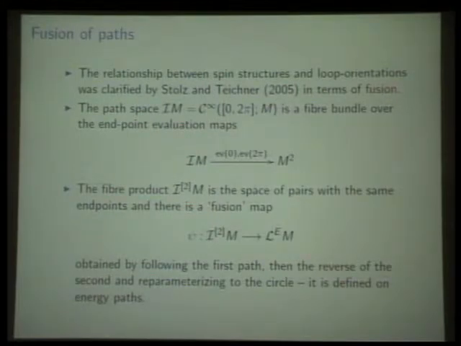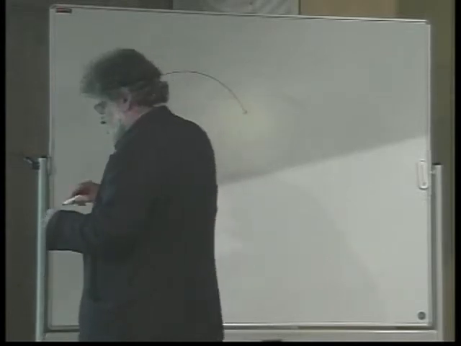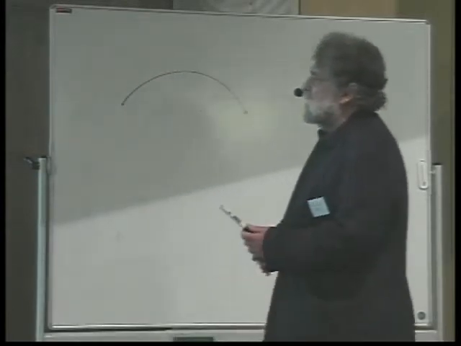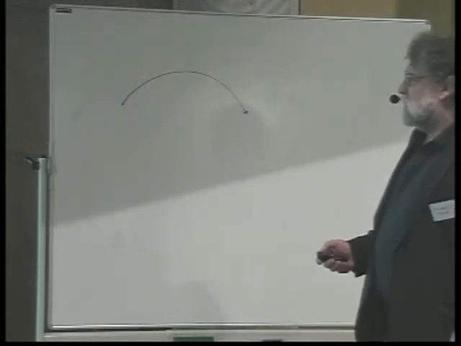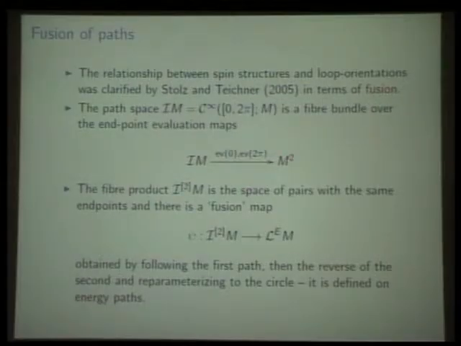The second notion I wanted to introduce was an idea introduced, at least in this context, by Stolz and Teichner in 2005, in terms of fusion. This is a property that holonomy has that other things don't have. If you have a path space, so I now just think about the path space instead of the loop space, we have to think about paths which have two endpoints. Smooth maps from the interval into M have two endpoints. So we have an evaluation map which takes you from paths to their two endpoints.